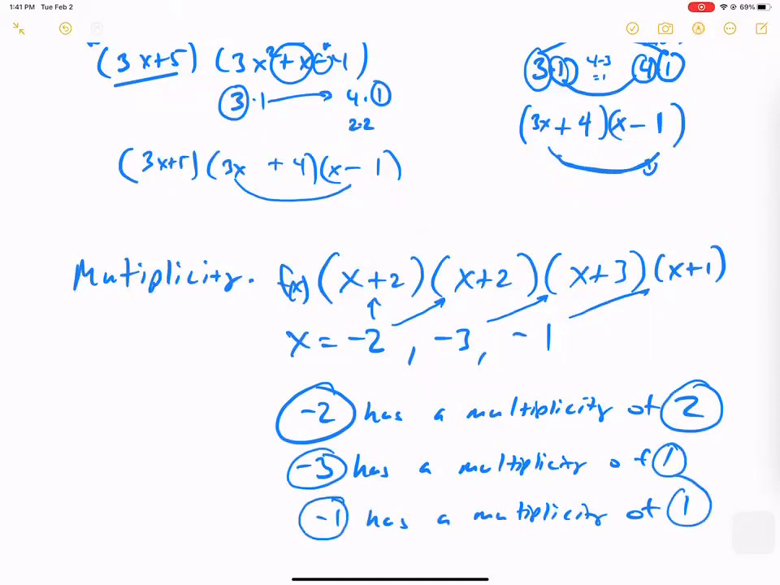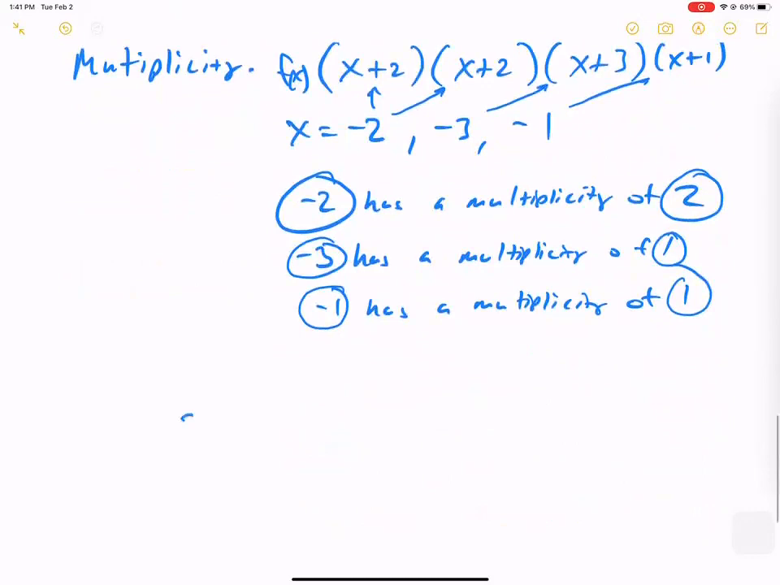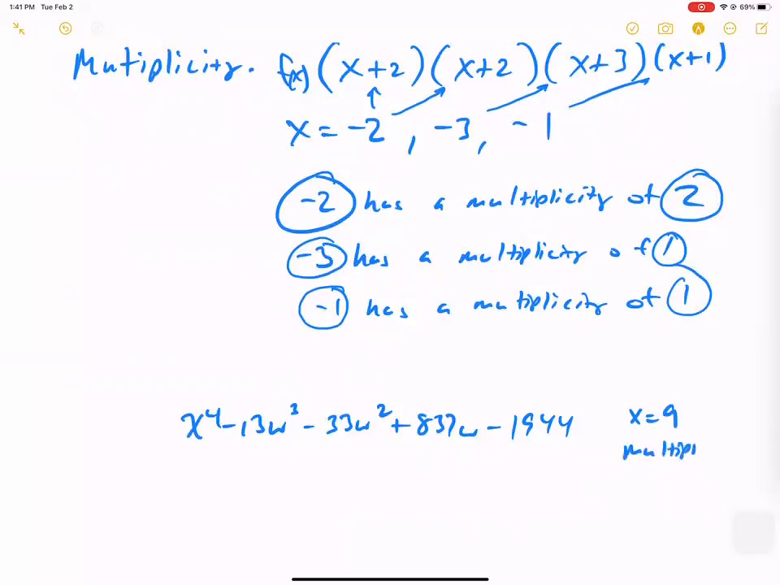So on your homework, they're going to give you a hint to say, hey, this problem has a multiplicity of 2. They'll tell you the answer is going to happen twice. So let me give you this example. x to the 4th minus 13x cubed minus 33x squared plus 837x minus 1944. This number is huge, okay? But they told us that x is equal to 9 with a multiplicity of 2. So we have a root, we have a 0 at 9, and it happens twice.